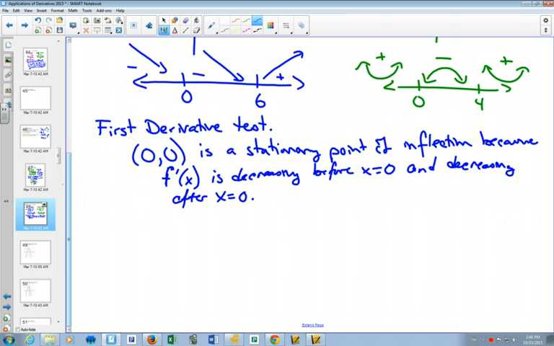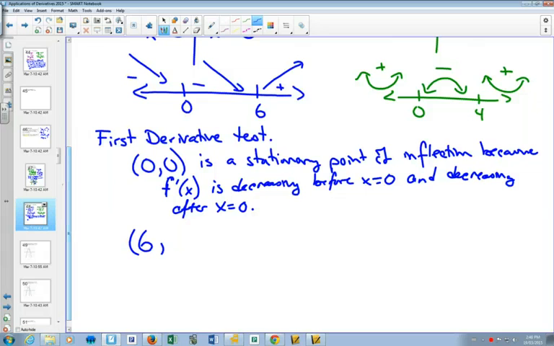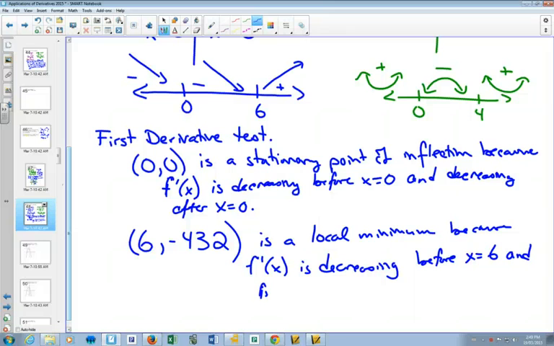Okay? From our first derivative test, we'd also know that 6 comma, and has someone plugged that in? What do you get? Oh, I was going to guess 5. Okay. Minus 432. We know from our first derivative test that that is a local minimum. Because f prime of x is decreasing before x equals 6 and increasing, f prime of x is increasing.